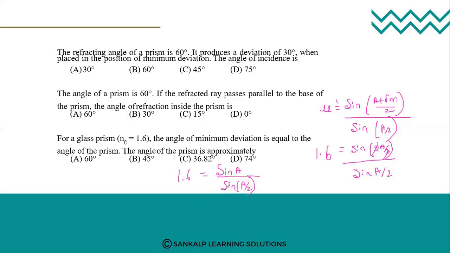So this sine A, we can apply the half angle formula here. Sine 2 theta will be 2 into sine theta into cos theta. So similarly, we can write this as 2 sine of A by 2 into cos of A by 2. And here the denominator is sine of A by 2. So sine of A by 2 will get cancelled. This is 1.6 is equal to 2 into cos of A by 2. So we require only the A value.